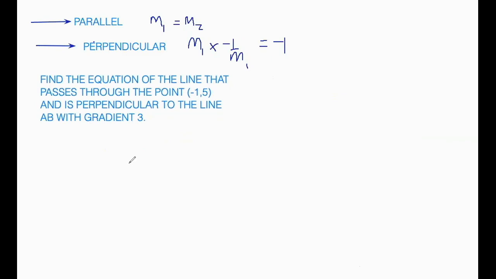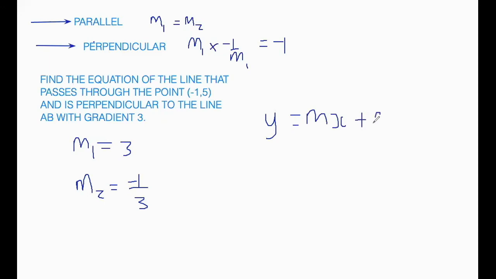Now here we have an example where we need to find the equation of the line that passes through the point 1 and negative 5. The gradient is 3 for the line AB, but since it's perpendicular, we have to say the gradient of the second line is negative 1/3. Because when you multiply, you should get negative 1. We're asked to find the equation of the line.